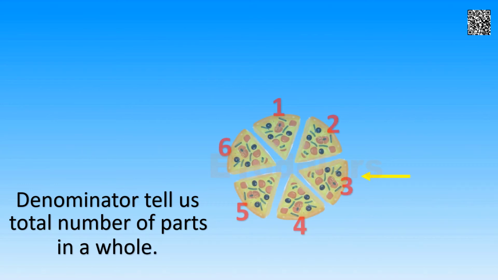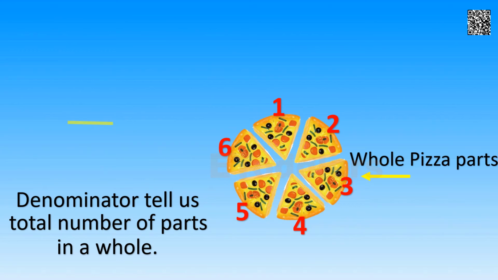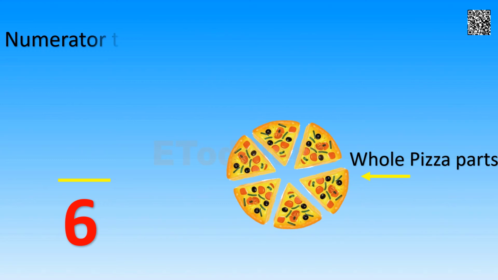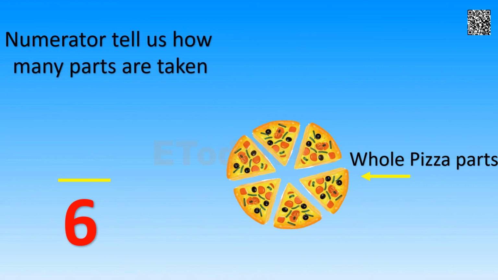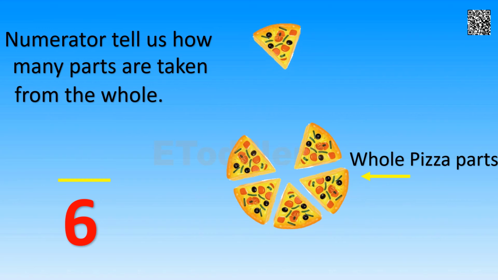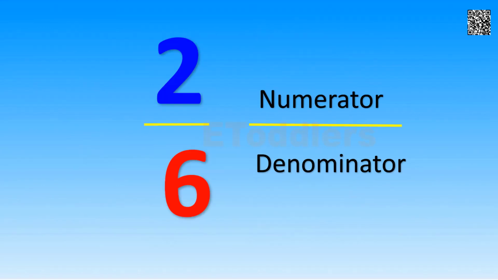In this pizza, the total number of parts is 6 in a whole. The numerator tells us how many parts are taken from the whole. In this pizza, 2 parts are taken from the whole. So, 2 is the numerator and 6 is the denominator.